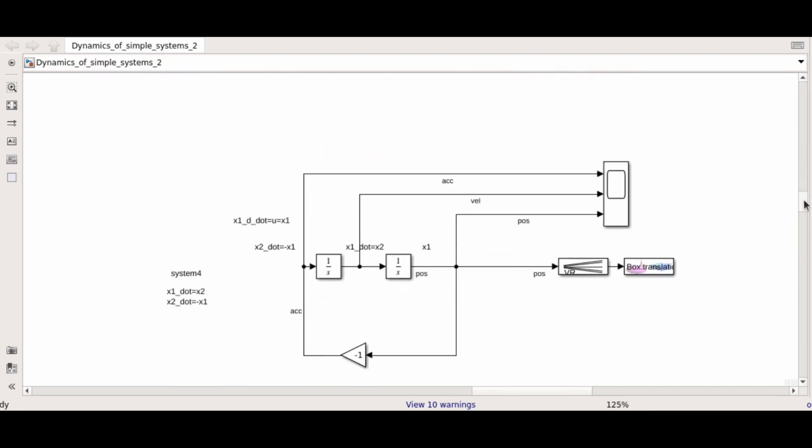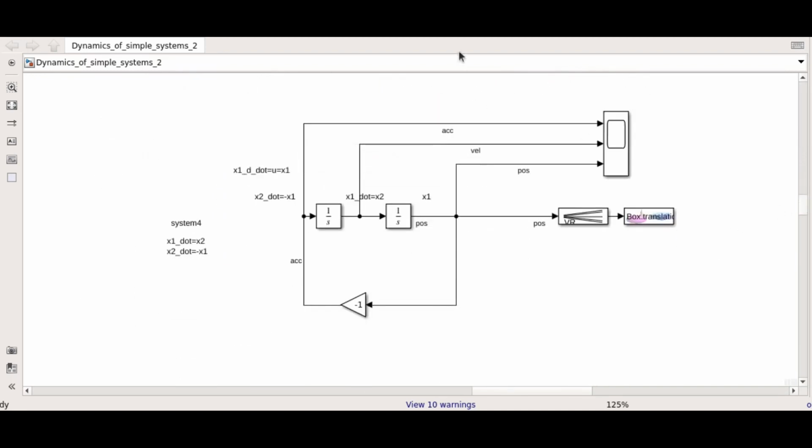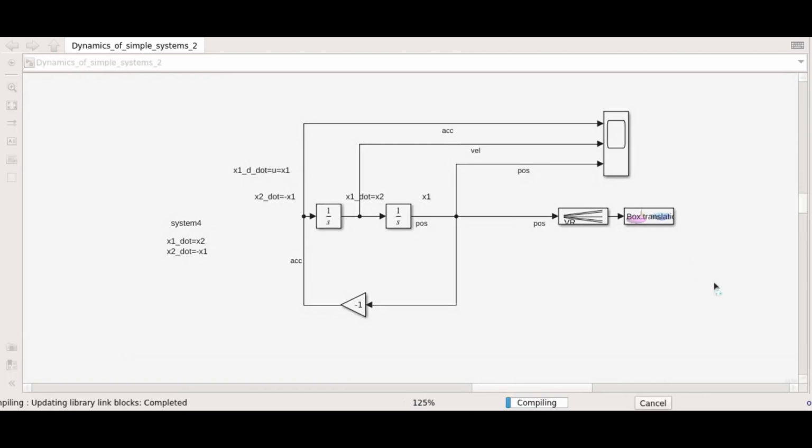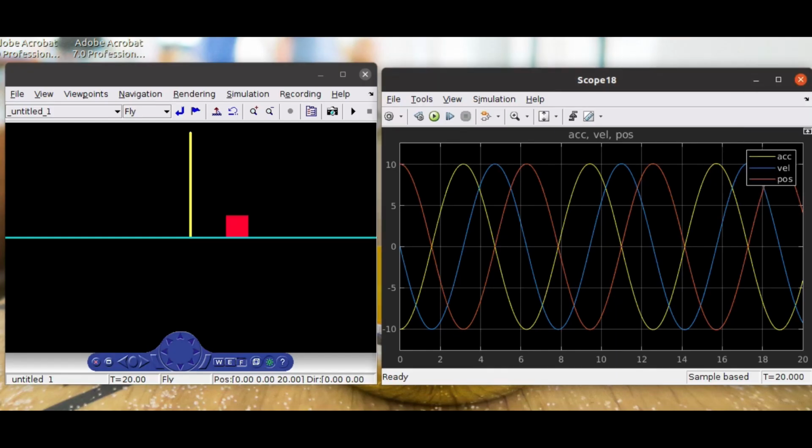Let us simulate and check the plots for acceleration, velocity and position. For the time being, let us concentrate on the acceleration and the position plots. As you can see, the acceleration is exact negative of the position. So when the body is at position 10, the force acting on the body or the acceleration in the body is minus 10. So the body will start moving towards the left.